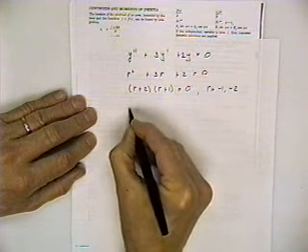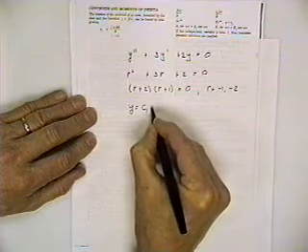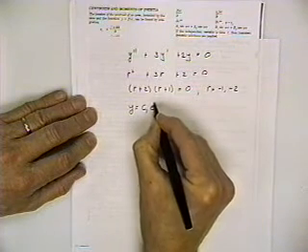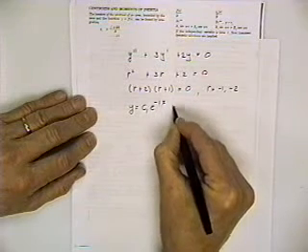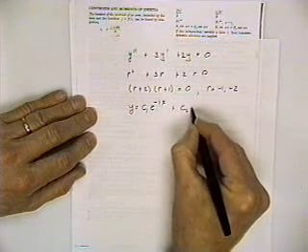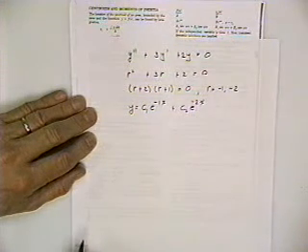The solution to the differential equation is y equals a constant c1 e to the minus 1x plus c2 e to the minus 2x. Okay?